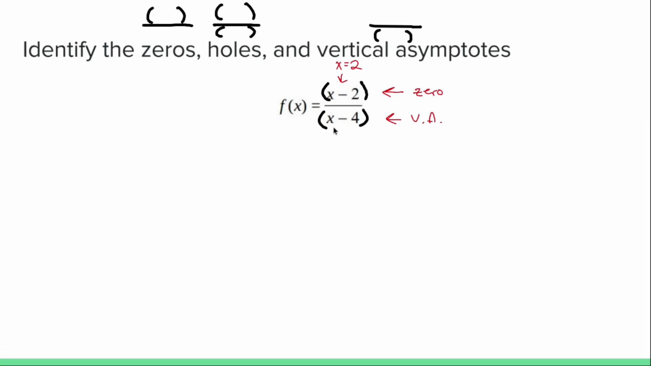And whatever number makes that zero, which is going to be 4, is going to be my vertical asymptote. So my zero in this case is x equals 2, and my vertical asymptote in this case is x equals 4. Do I have any holes? Nope. And that's how you do it.